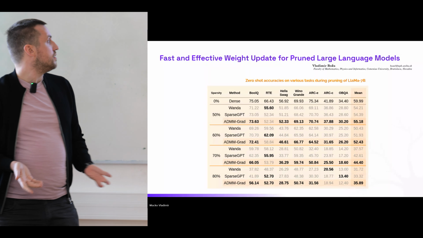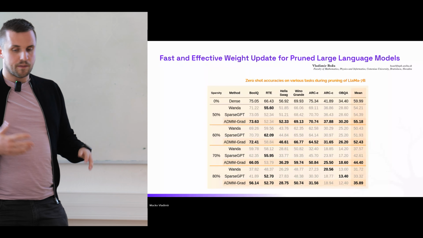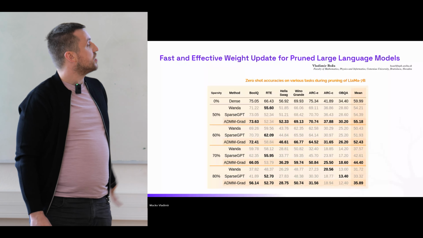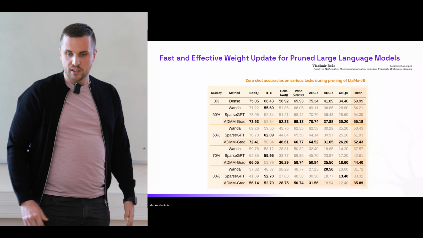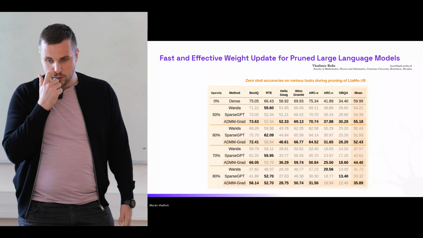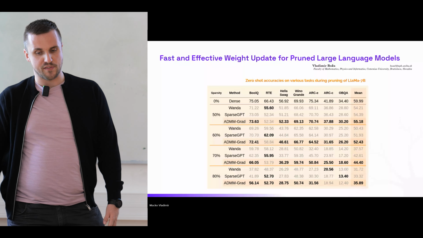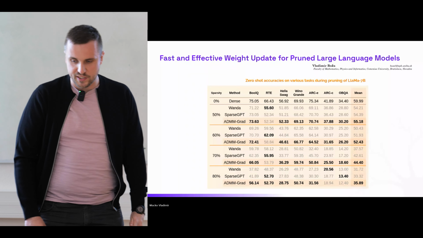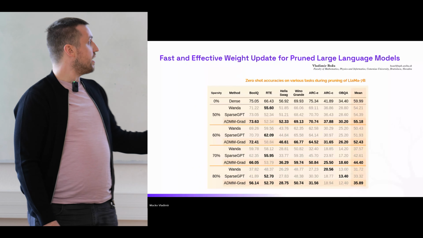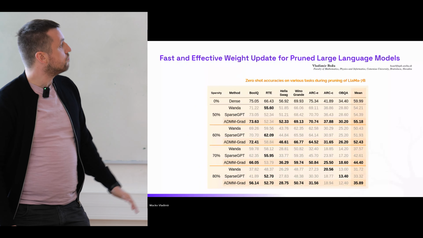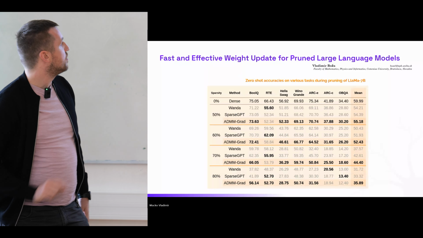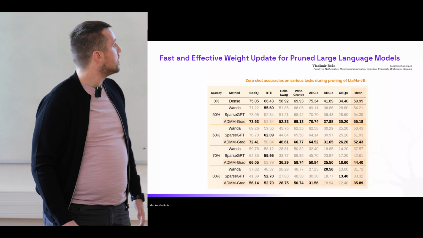Another dataset or another way to evaluate LLMs is zero-shot accuracy on various tasks. In this case, you see the datasets on the top, and here are the numbers for Llama 7B across various densities and across various other baselines. And we see that in aggregate, the ADMM method works the best. However, there are some cases for various datasets where it is beaten by other baselines.